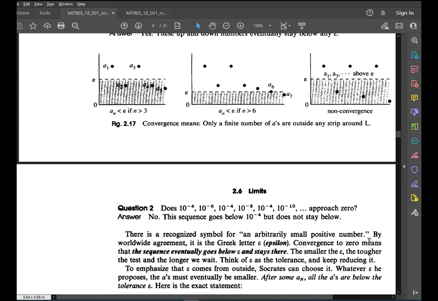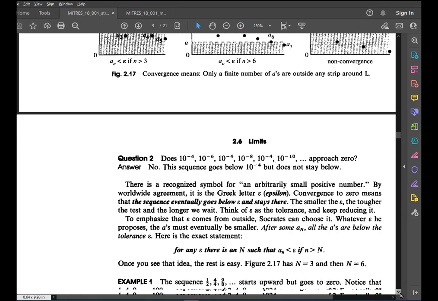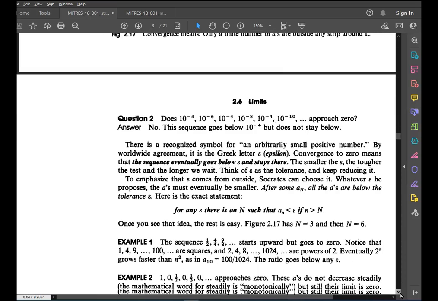Okay. All right, so convergence to 0 means the sequence eventually goes below epsilon and stays there. Okay, the smaller the epsilon, the tougher the test, the longer we wait. So it's like the limbo game. You set the level lower. It may take longer to learn to get under it, but eventually you can learn to get under it every time.